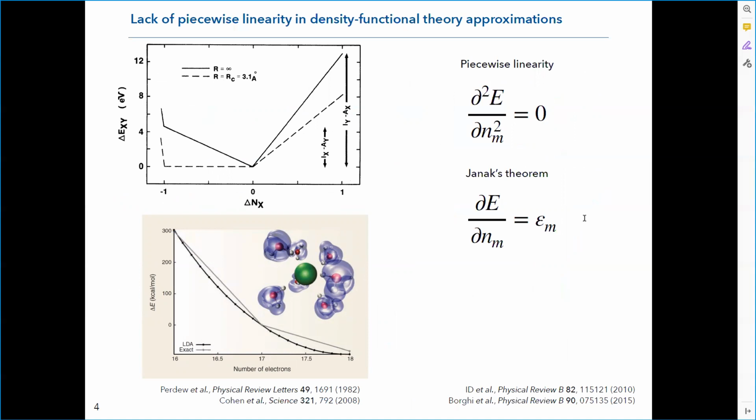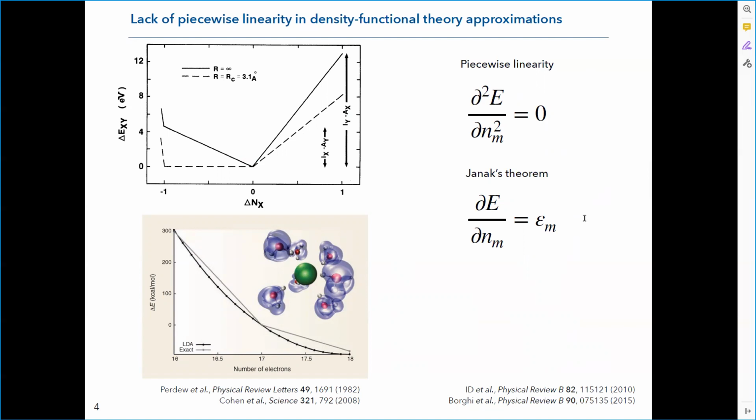Many of the electronic structure methods that we have are based on density functional theory approximations. And one of the critical limitations of those approximations, as it pertains to predicting electron transfer and solar absorption, is related to this lack of piecewise linearity.